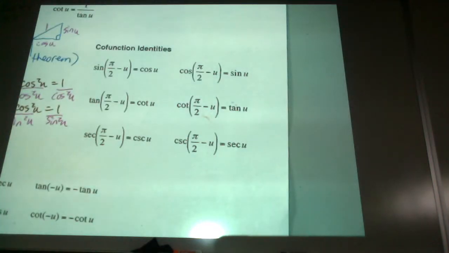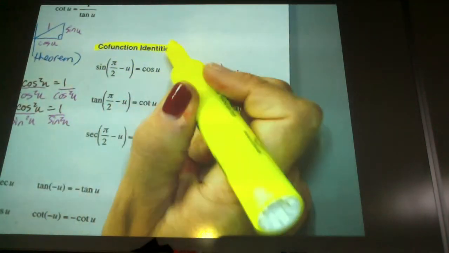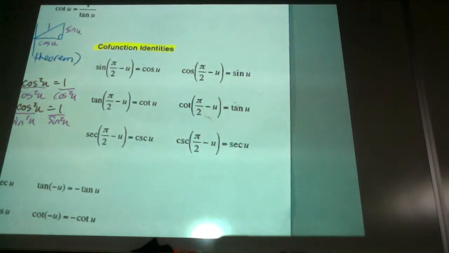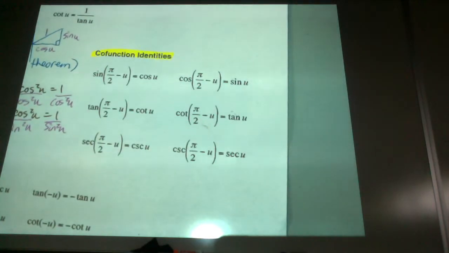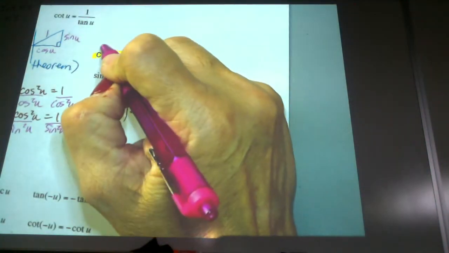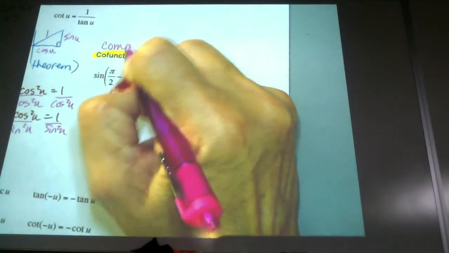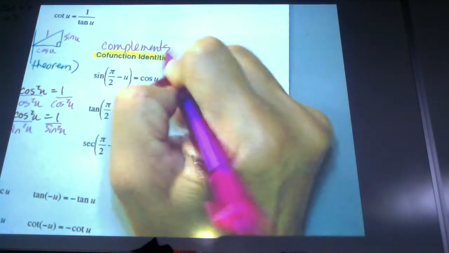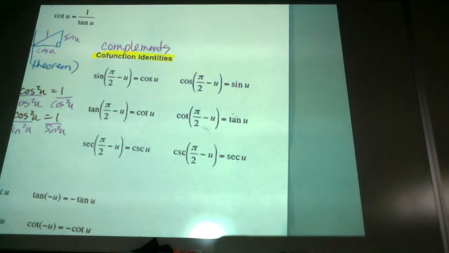Then let's look at this thing called co-function identities. That one's totally new. In some respects, your 8th grade algebra teacher might have mentioned it to you, or your 10th grade geometry teacher. But co-function identities are based upon complements. Complements of angles. What kind of angles are complementary?